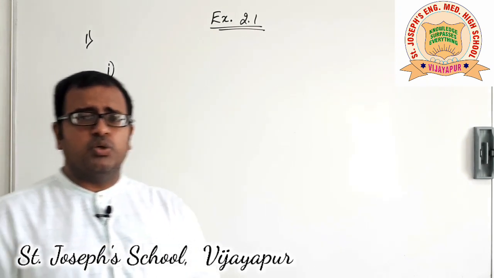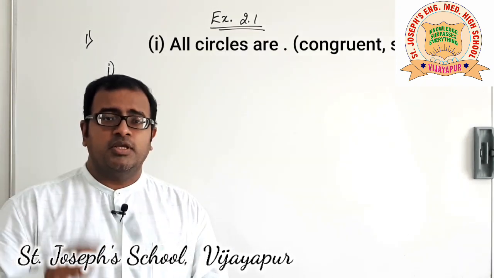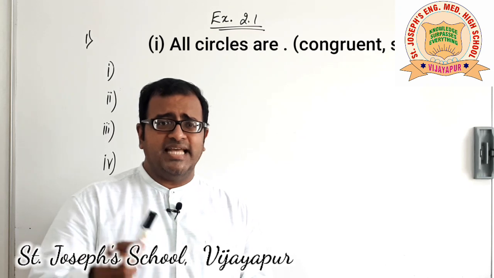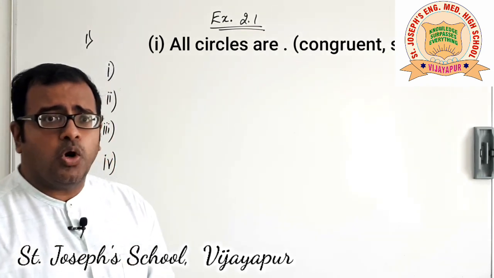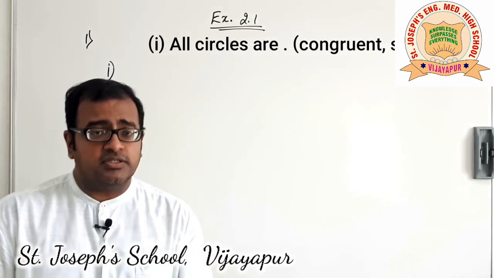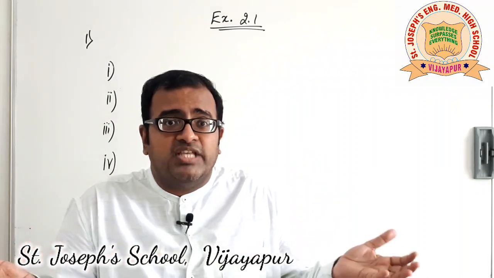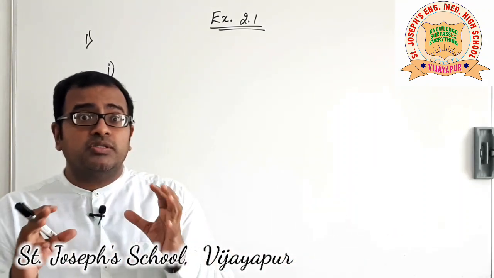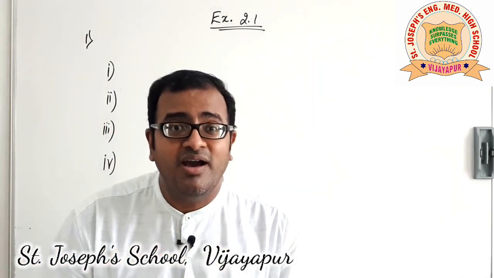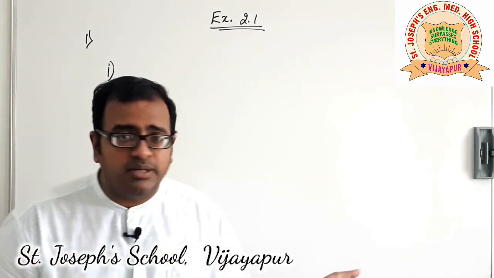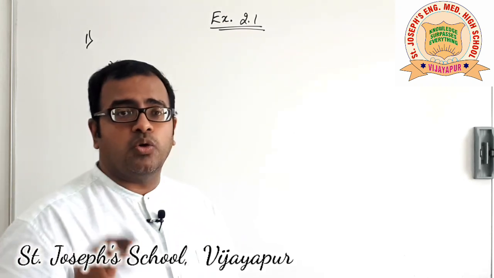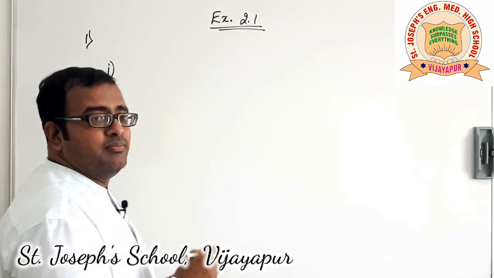The first sub question goes like this: all circles are dash, congruent or similar. Of course, we discussed all circles are similar because they are of the same shape, but only those are congruent which have the same radii. Here they have not mentioned about the radii, that means all of the circles must be similar.